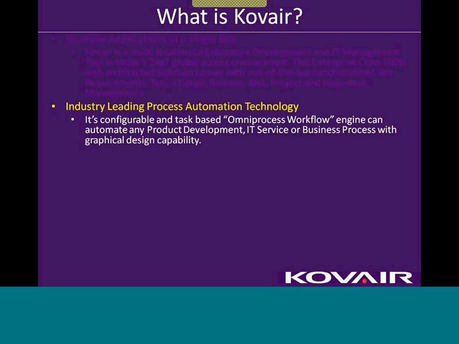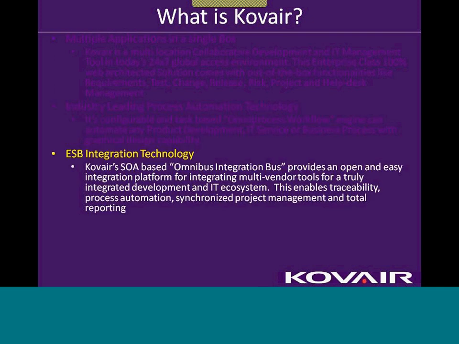The next component is our process technology. So we have a task-based process technology called Omniprocess, using which you can create multiple processes for each of the applications. So for example, for requirements management, you can create a process for review and approval, another process for implementation, and a third process for change management. And all of these processes you create using our visual drag and drop designer. With the demo, we will show this in a very short way.